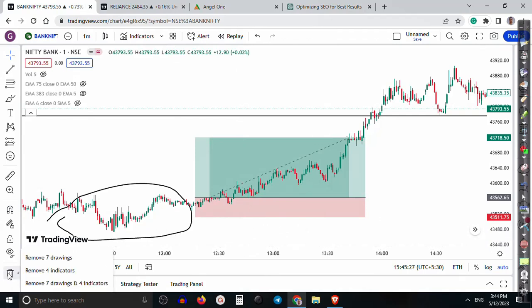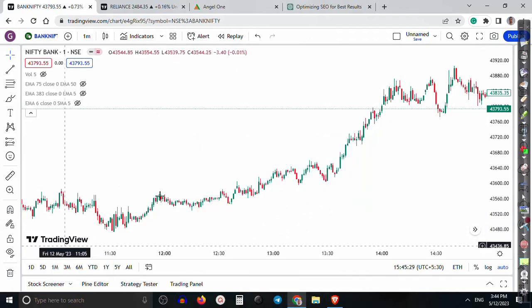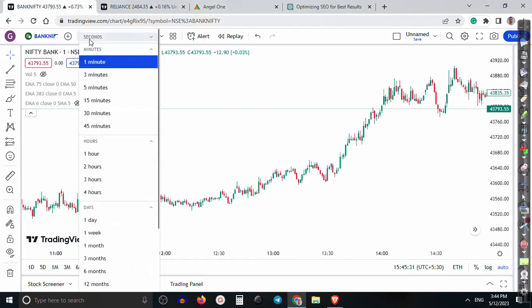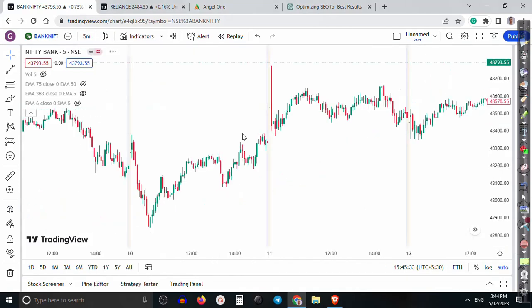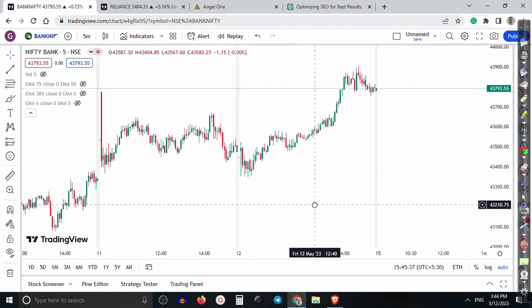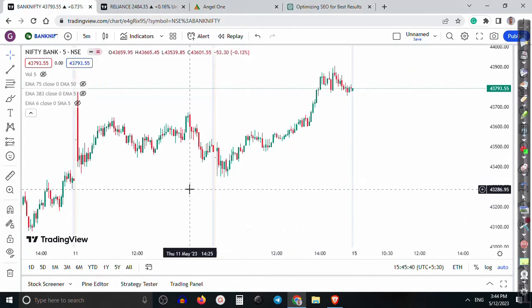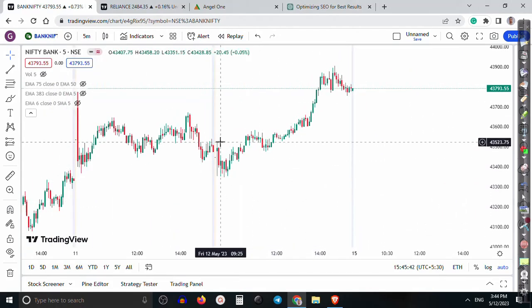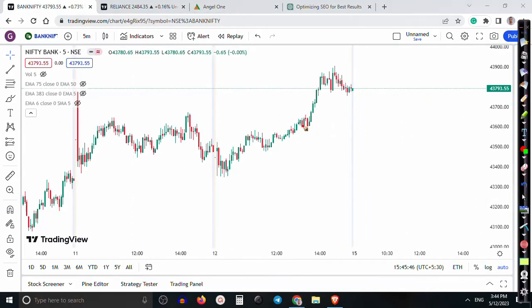Okay, so let me explain for tomorrow. So where we want to enter, let's go to 5-minute chart, and here you can see. So finally they are creating higher high and a higher low. So basically we are looking to buy when price will give a pullback. So in that case, you must find out some demand zone or break out the structure.